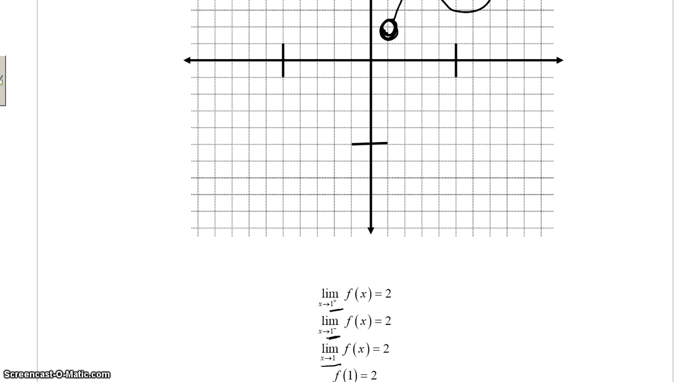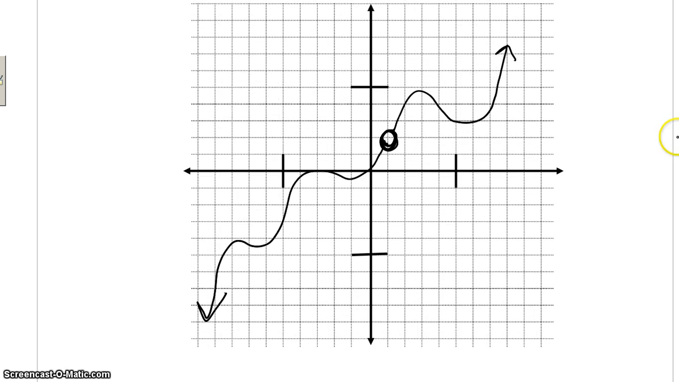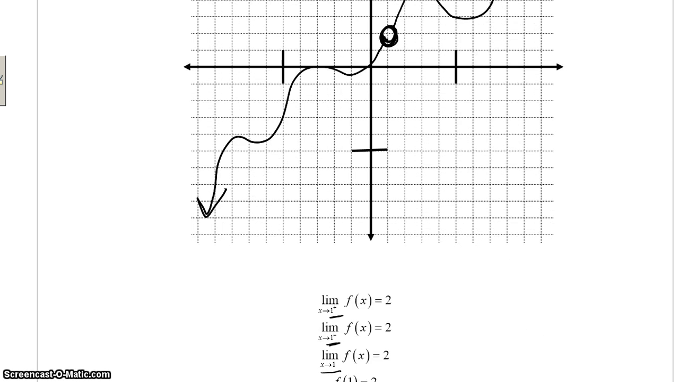And we also know that the limit from the left is also 2. So let's make this going like this. So now we've got that. So now we've got this graph, and let's just make sure. From the right, it ends up at 2. From the left, it ends up at 2. Okay, that all makes sense. So therefore, the limit as x approaches 1, f of x approaches 2. Okay, everything looks good so far.